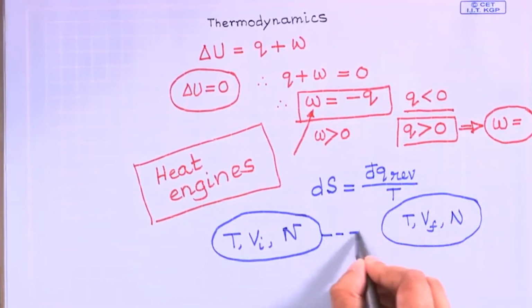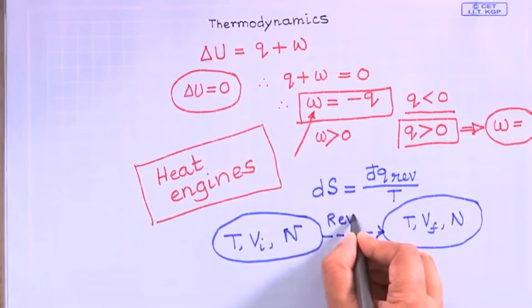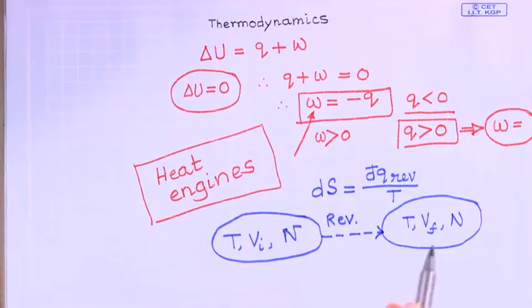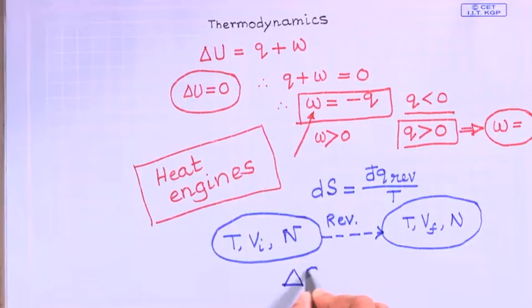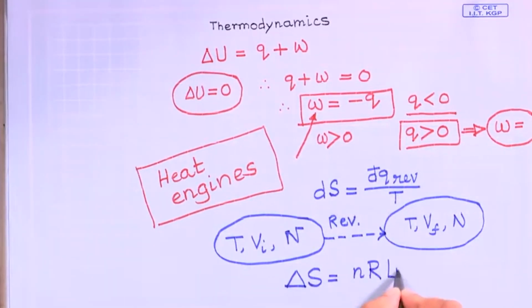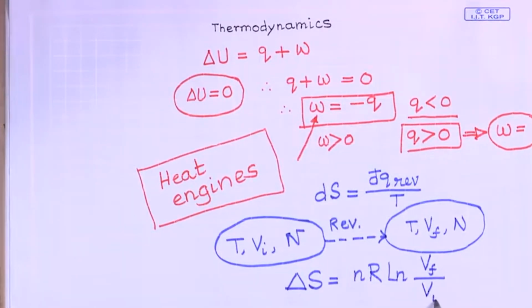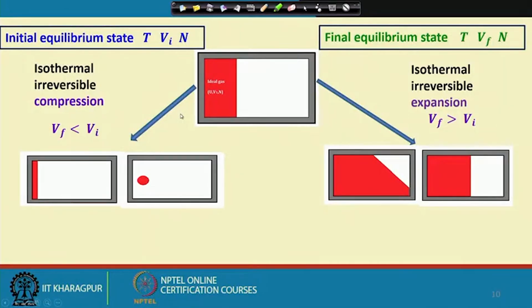I will have to look for the fictitious reversible process that will take the system from this initial state to this final state. And this is something that you must know from your initial exposure to thermodynamics, and the result is going to be delta S equal to N R ln of the final volume of the gas V_f divided by the initial volume of the gas. Okay. So, this is exactly what we are going to look at here.